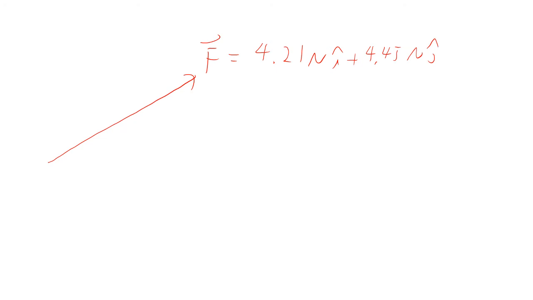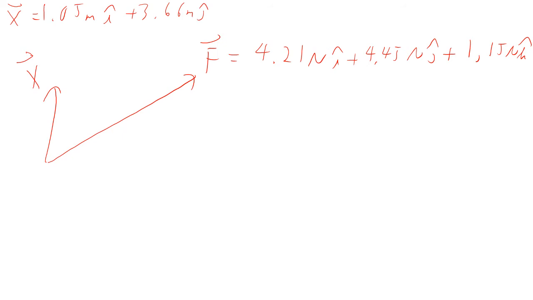So, for example, I could have a force vector, and say the force vector is going to be 4.21 newtons I plus 4.45 newtons J plus 1.15 newtons K. And let's say that we have an x vector, the displacement vector, equal to 1.05 meters I and 3.66 meters J and a negative 1.21 meters K. And so I want to know what is the work done by this force.